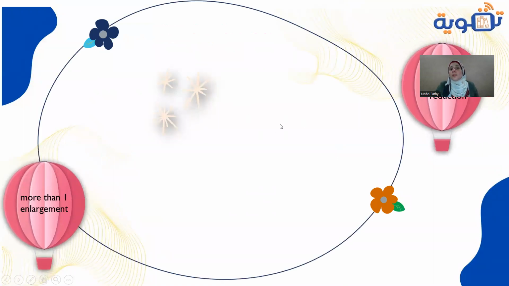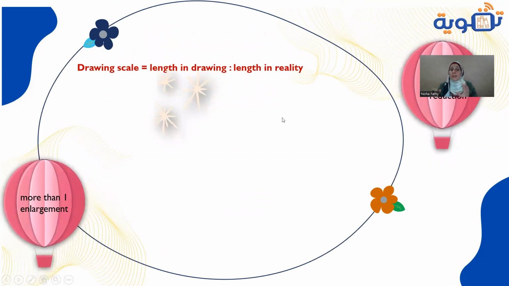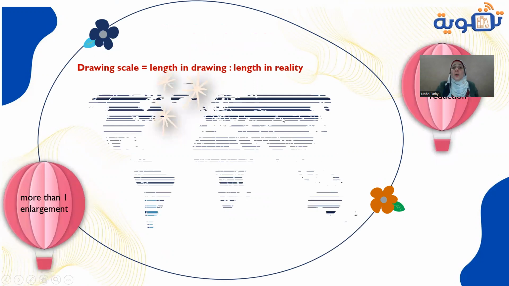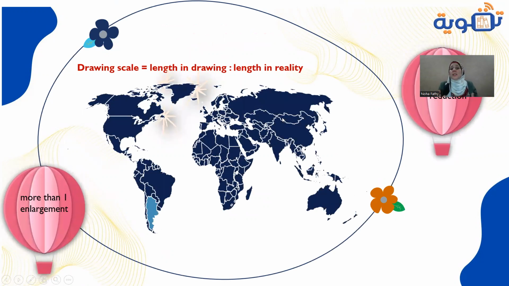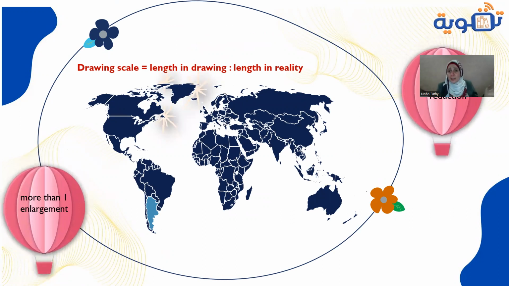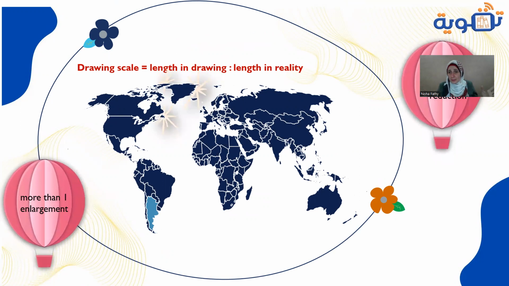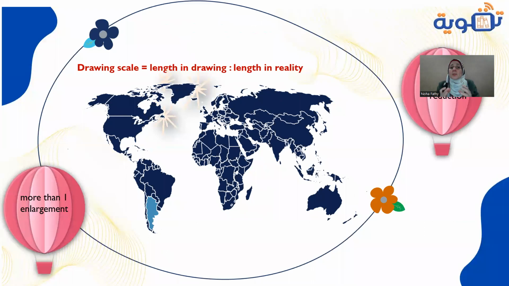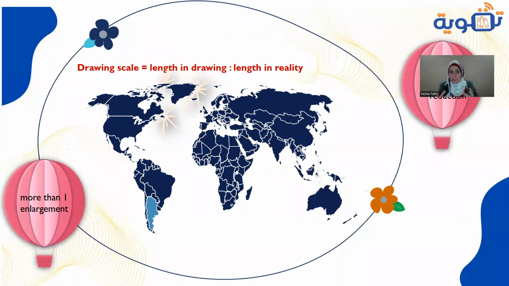Also, we learned drawing scale. What is the meaning of the drawing scale? The rule of the drawing scale: length in drawing to length in reality. Why? Because we use drawing scale in the map. You know the map, if I want to draw the distance between two cities, it's so long or so large, I can't draw this distance in real length. So I will use drawing scale to make the map between two cities like this. So this is the benefit of the drawing scale.